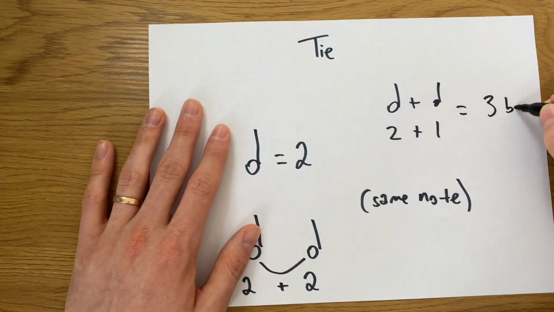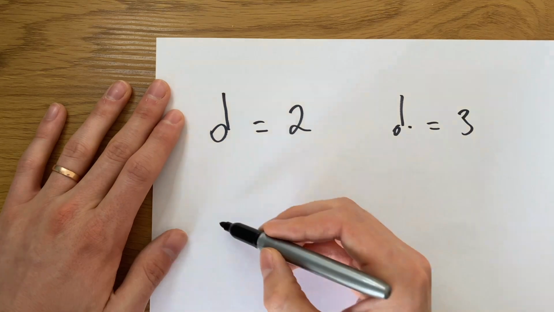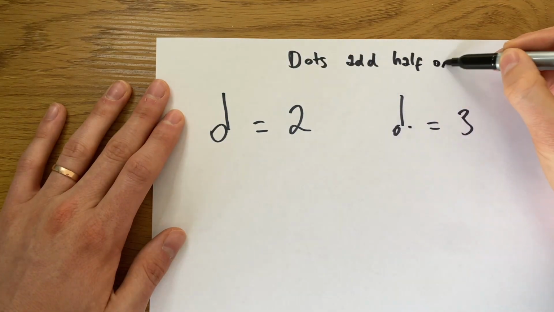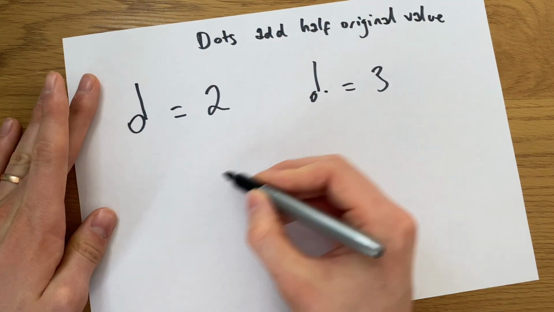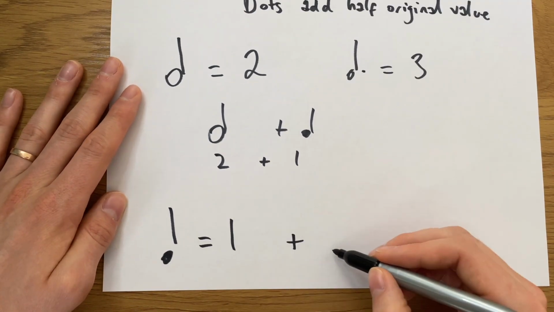If you see a dot, then basically that adds half of the original value of the note to the note again. So if you have a crotchet, which is 1 beat, then you put a dot after it, then you add half a crotchet, which is half a beat, or a quaver. So you have a dotted crotchet, which is 1.5 beats.